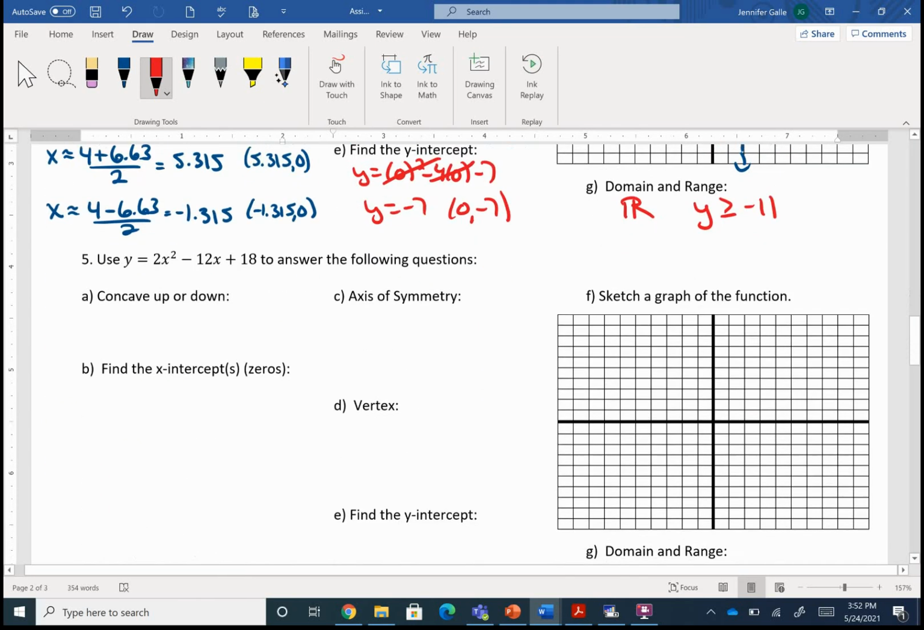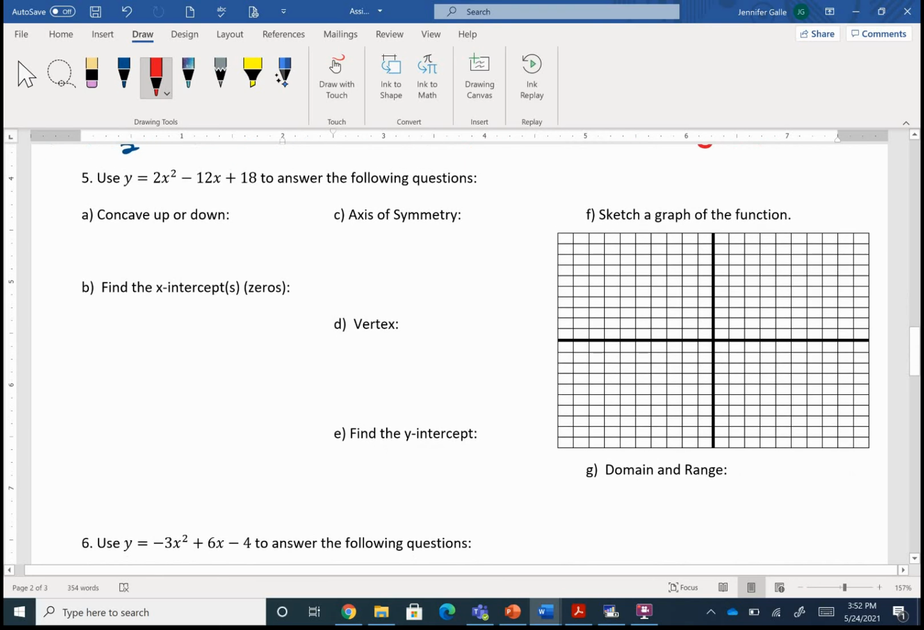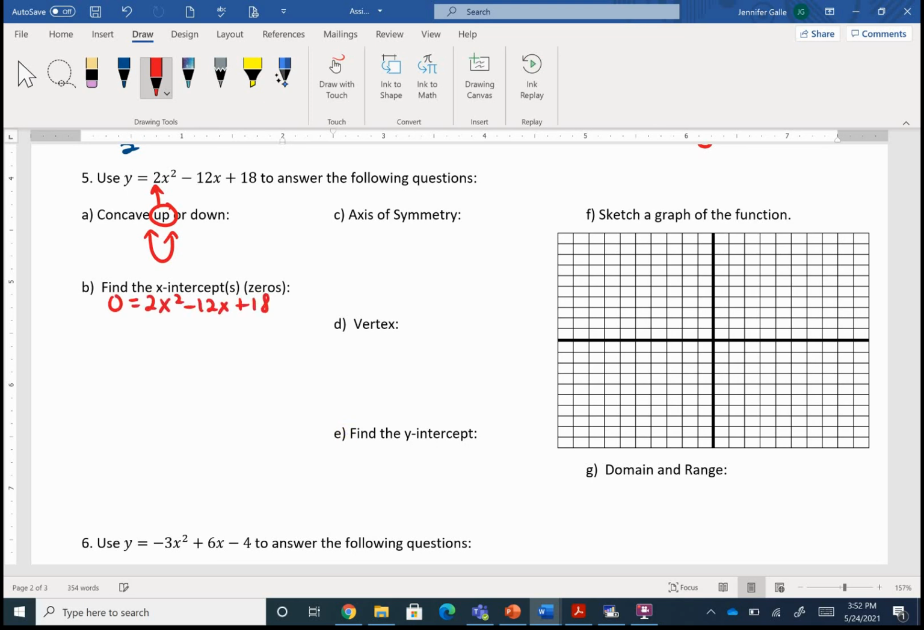Question number 5, same process. This one will open up because the x squared is positive, so our graph should look like this. X-intercepts, I put 0 in for the y. And then I'm going to start by finding A, B, and C. I know the directions don't say it, but I like finding the discriminant first so I know how many solutions to expect.